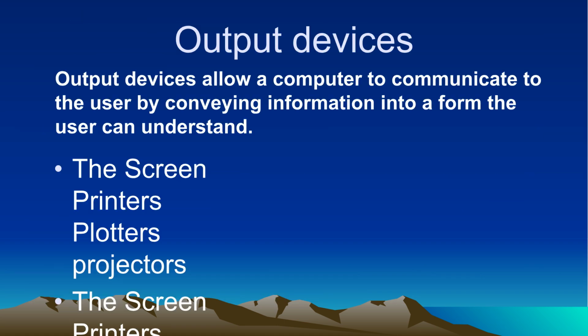Output devices allow the computer to communicate information to the user in an understandable form. Examples include the screen, printers, plotters, and projectors.